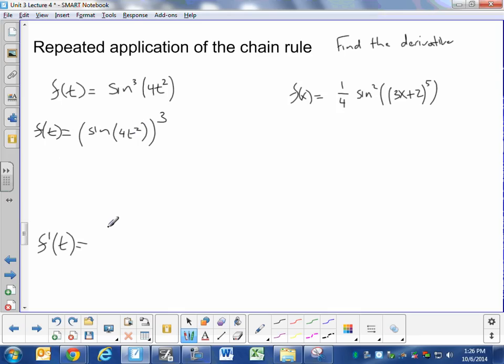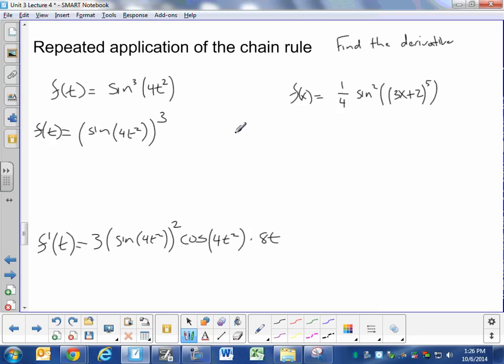So we work from outside in. So we have 3 times, leave the inside alone, squared. That's the derivative of x cubed, times the derivative of sine, cosine, leave its inside alone, times the derivative of the innermost piece. Maybe multiply the 8t and the 3 together, and that's it.